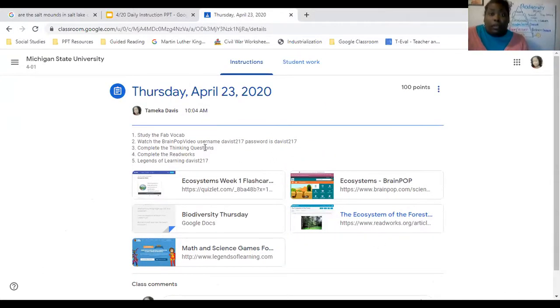So let's do a real quick recap. So we're going to study our fab vocab 2 times, and then we're going to watch the Brain Pop video using this username and password. They're the same thing. Then we're going to complete the thinking questions. If we can't remember the answer and we need to go back to the video, go back to the video. Ms. Davis gave you the username and password. So then after we finish our thinking questions, we are going to complete our ReadWorks, and we're going to answer all of our questions, including those typing in questions.